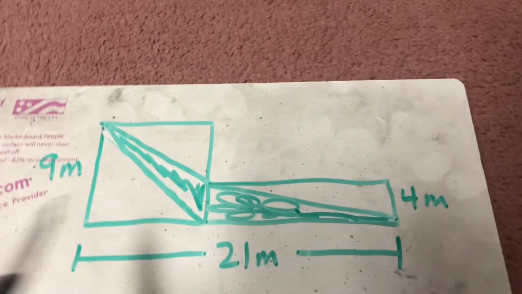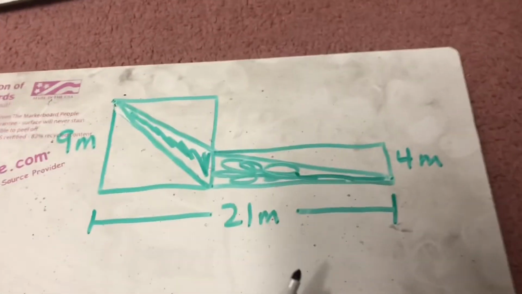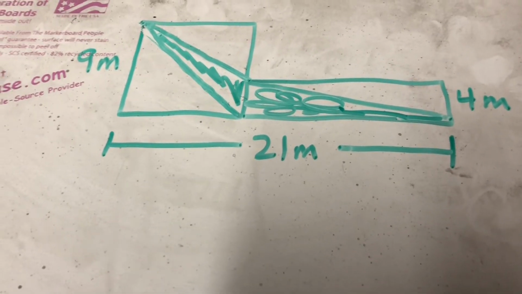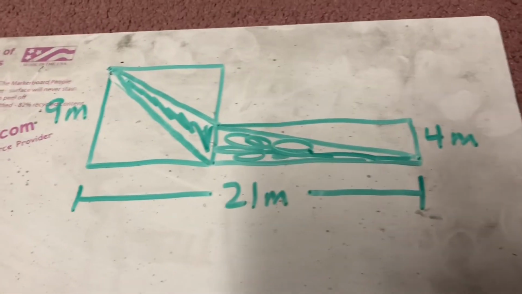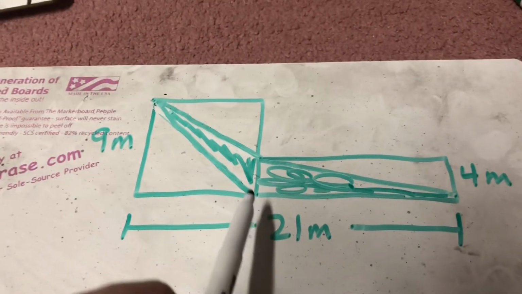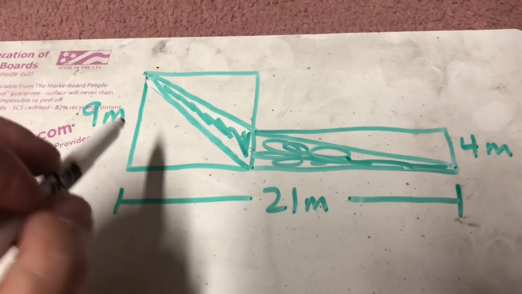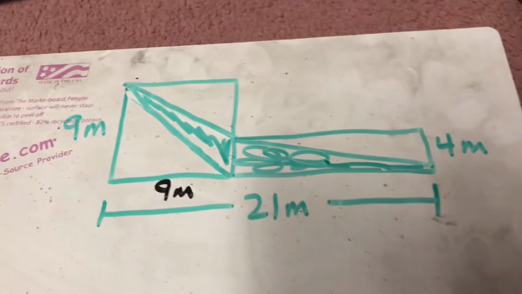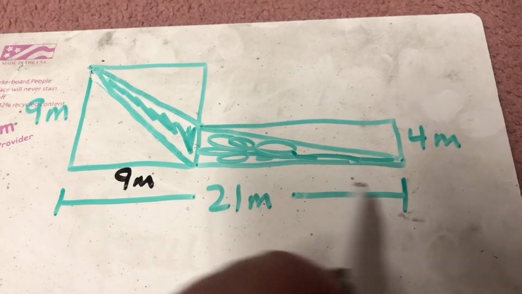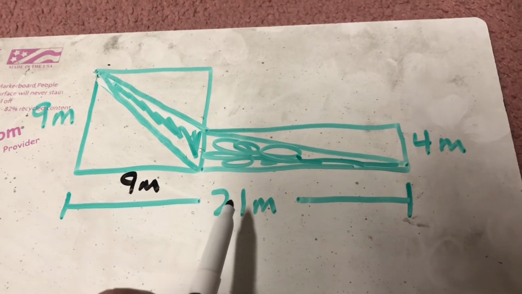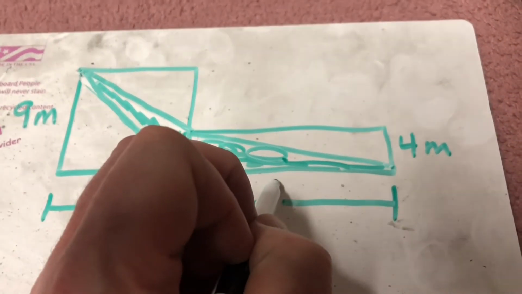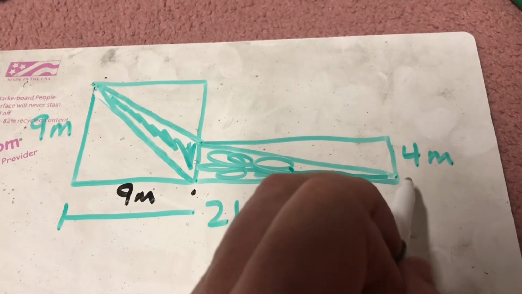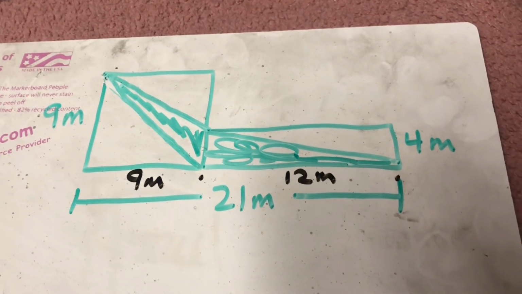Here you have a square and a rectangle, and they want you to figure out the area of the shaded portion. Well, the first thing we got to realize is that this is a square, which means that if this length is 9, then this length is also 9 meters. Which means that if this whole thing is 21, if I do 21 minus 9, I get 12 meters, which tells me that the length from here to there is 12 meters.